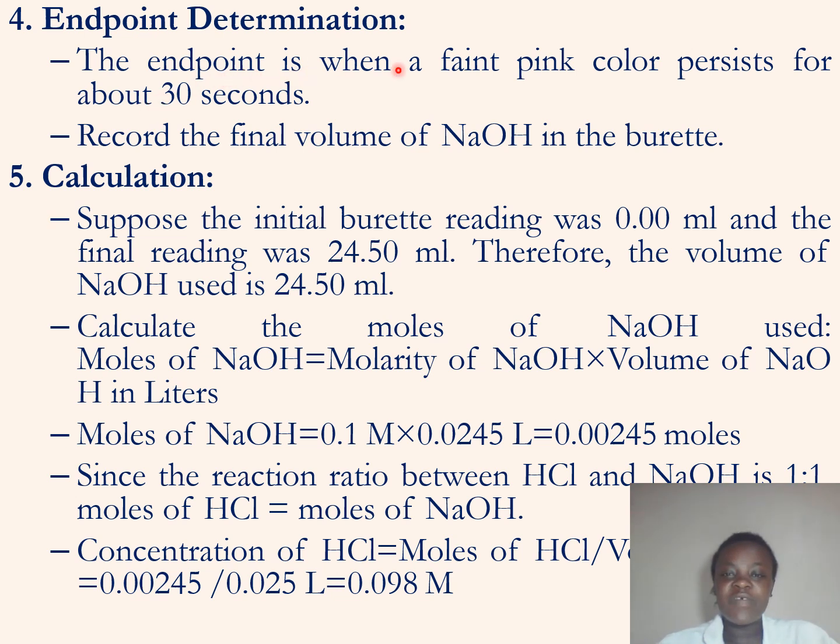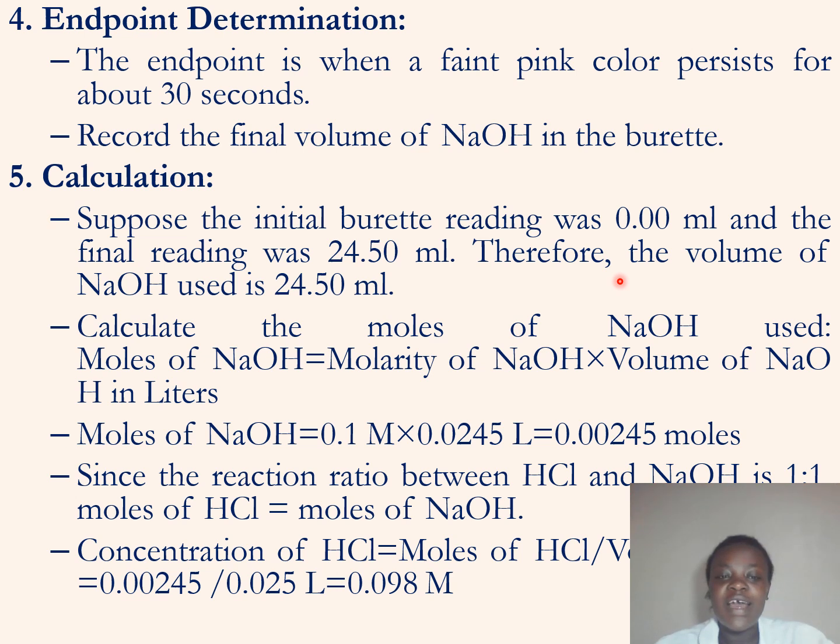The endpoint is when the faint pink color persists. If you see that the pink color that is formed is not changing, now we can record the final volume of the sodium hydroxide. We read it from the burette. For my experiment, my final reading was 24.50. The initial volume was 0.00. That is for the first experiment, and I kept filling the burette up to the 0.00 mark.